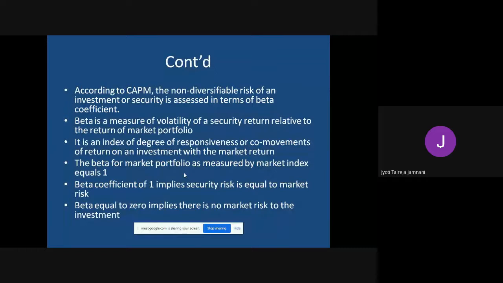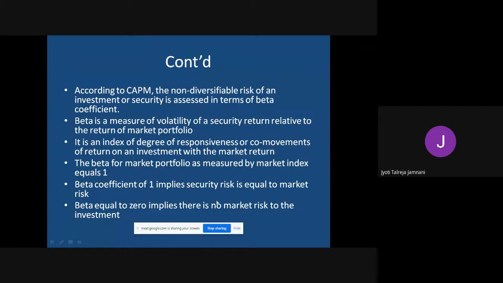If your company beta is 1.2, that means if the market falls by 1 rupee, you will fall by 1 rupee 20 paise. So what beta says, beta is 1. You need to find your company's risk, that is your company's beta, and compare it with the market beta. If it is less than 1, that means you're less risky than the market. Even if the market falls, it will not affect you the same way or that heavily. And if it is more than 1, then whatever the market falls, you're going to lose more than that.